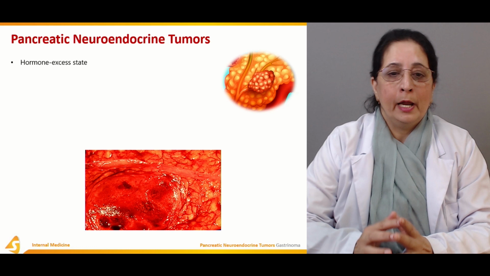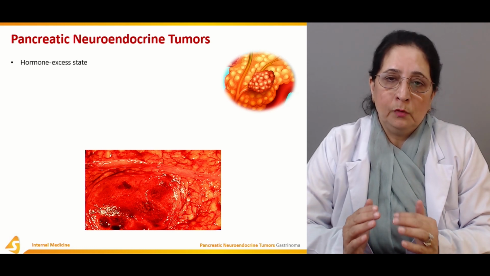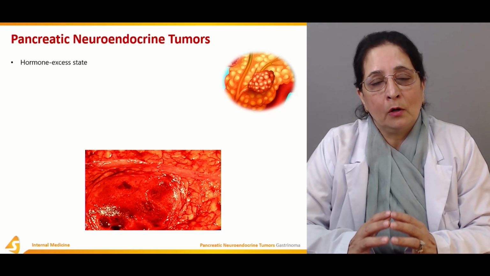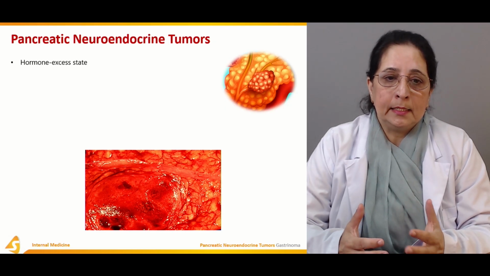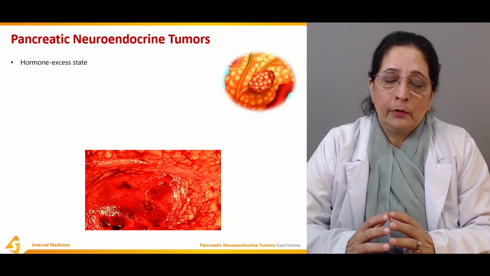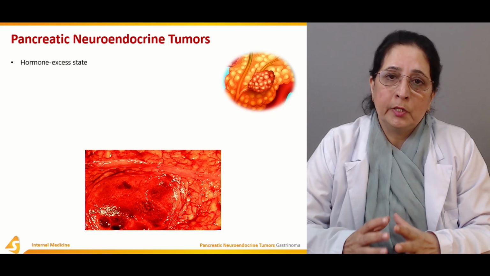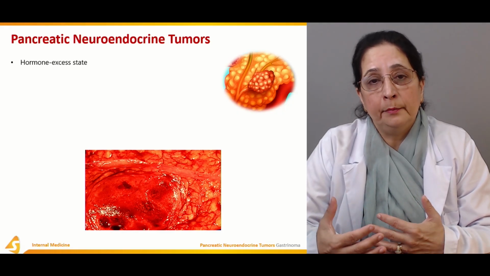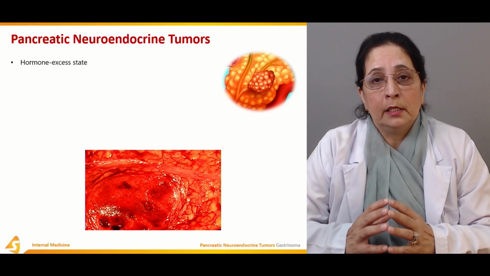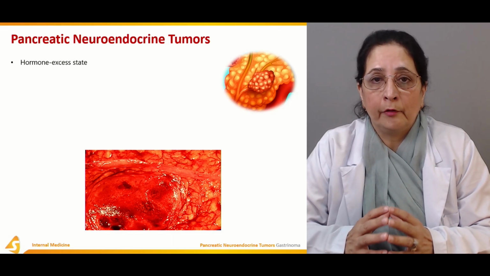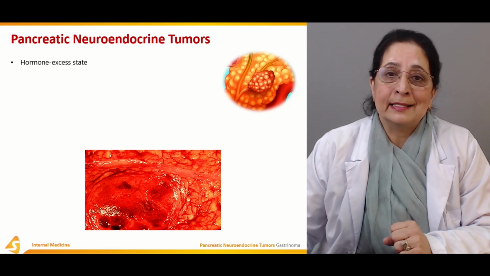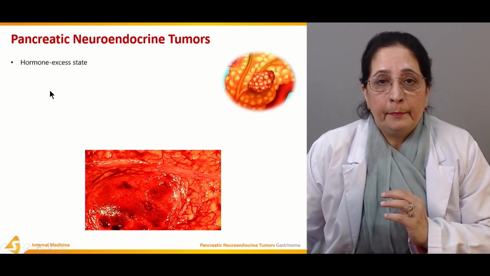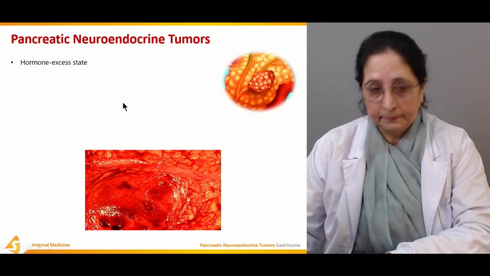Pancreatic neuroendocrine tumors. Whenever you see the word endocrine, it has to do with the hormonal state or hormones of the body. So in this case, the hormones or different chemicals produced by the pancreas are associated with the pancreatic neuroendocrine tumors. So it's the hormone excess state. Pancreatic neuroendocrine tumors are a hormone excess state.